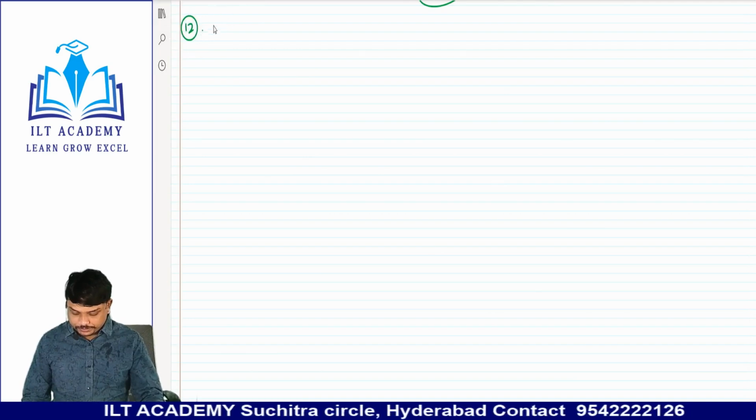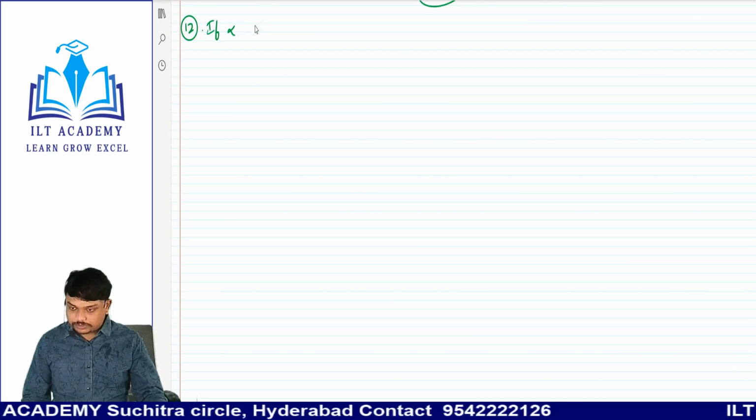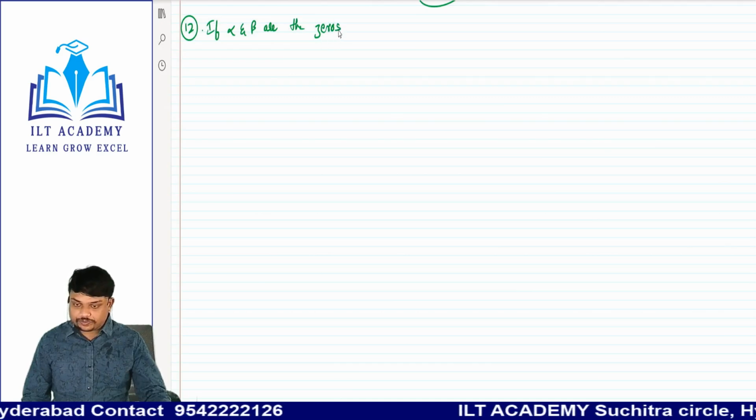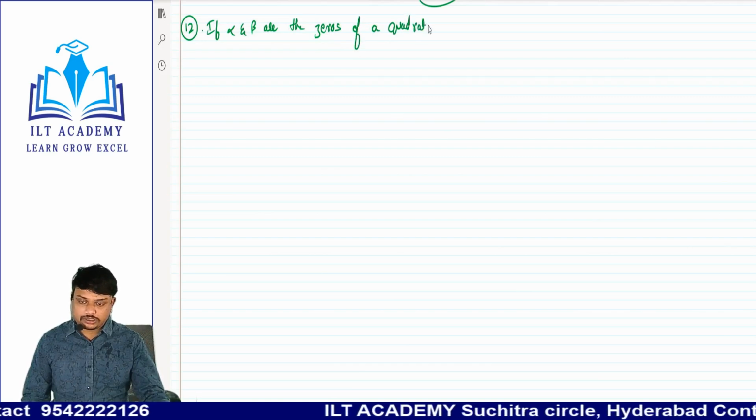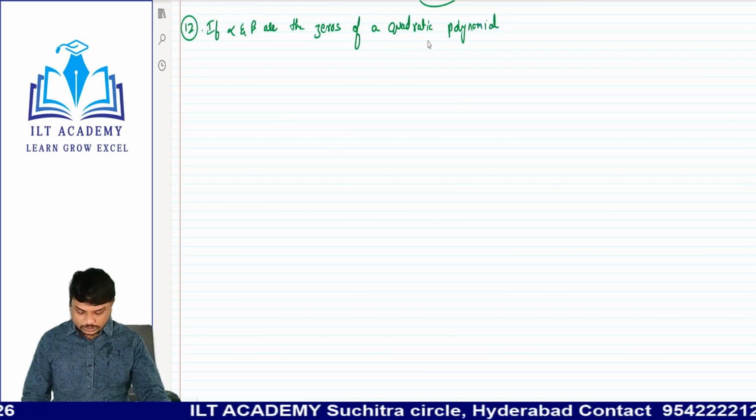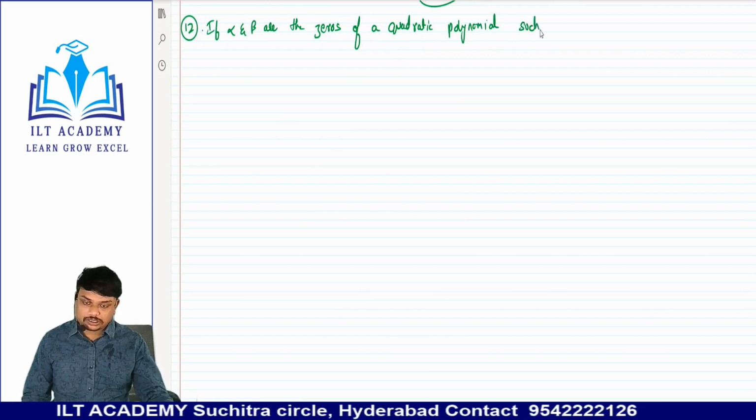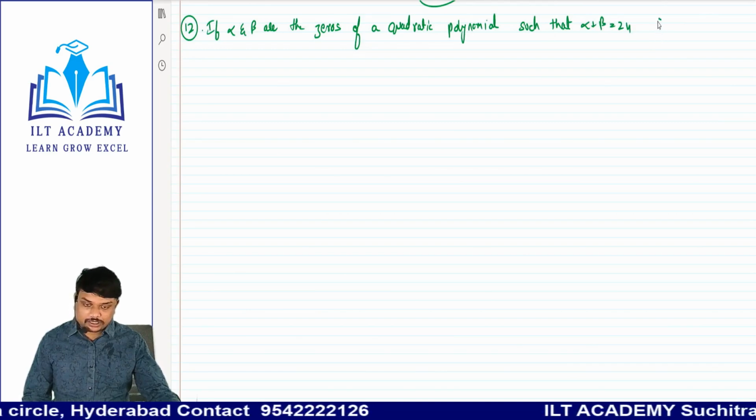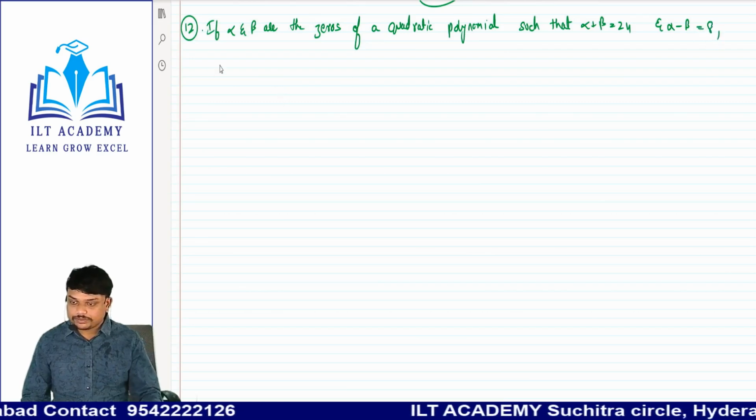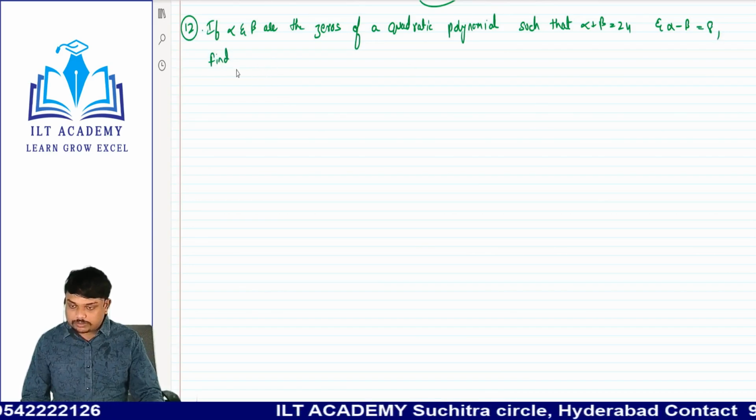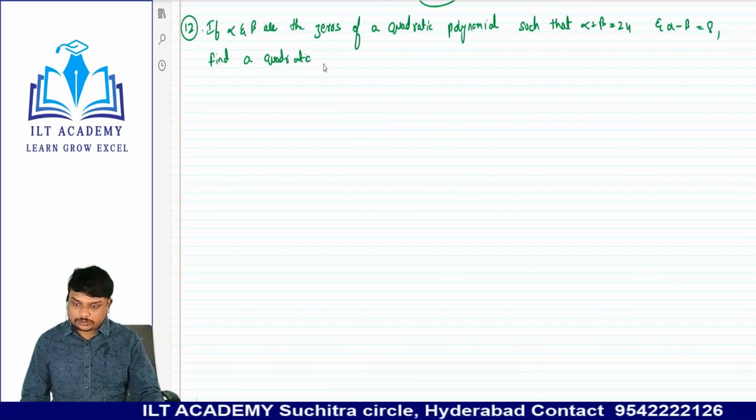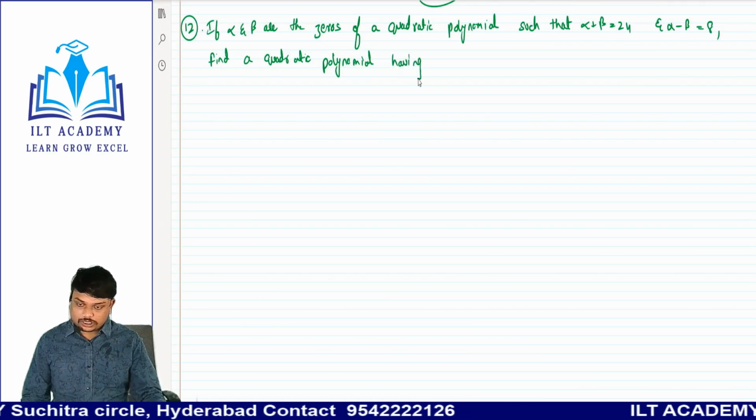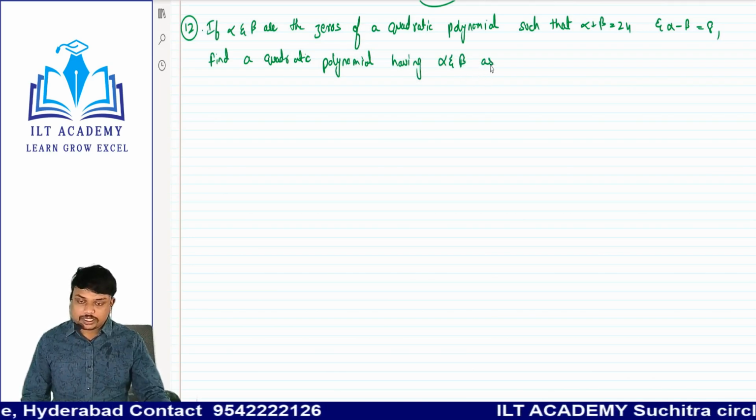12th one. What is the question? Alpha and beta are the zeros of a quadratic polynomial such that alpha plus beta is equal to 24 and alpha beta is equal to 8. Find a quadratic polynomial having alpha and beta as its zeros.